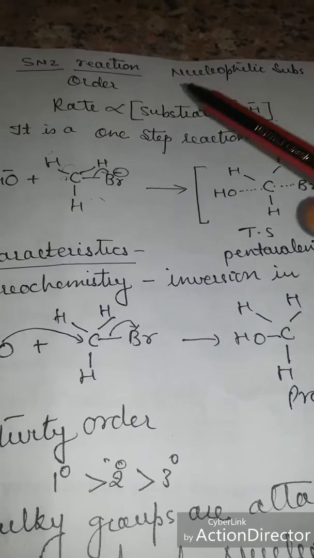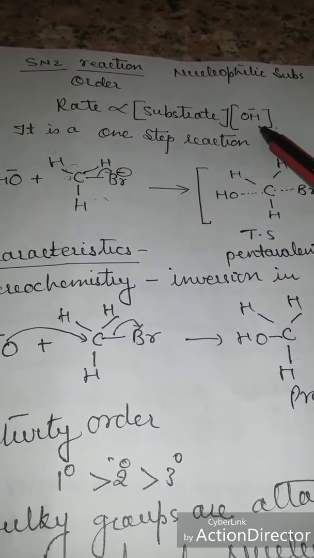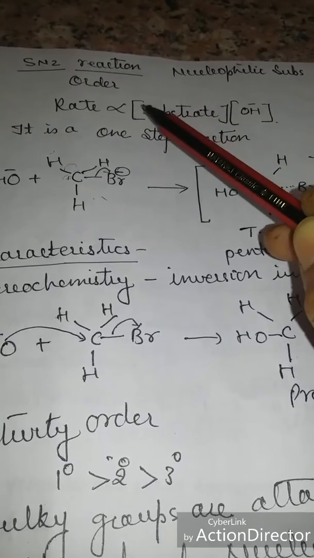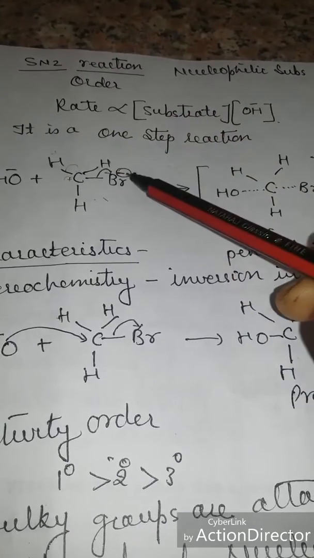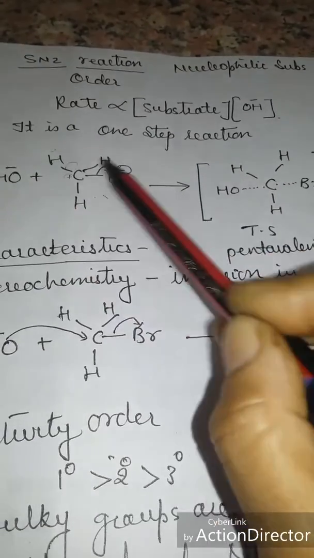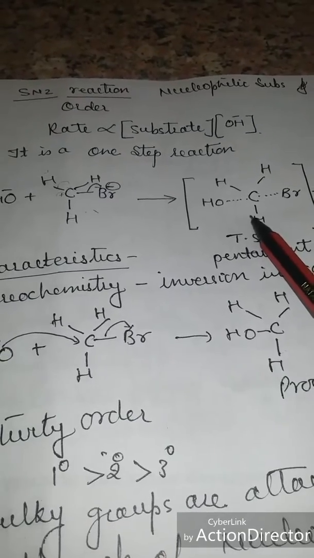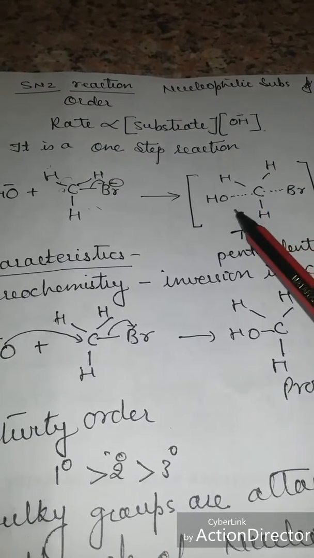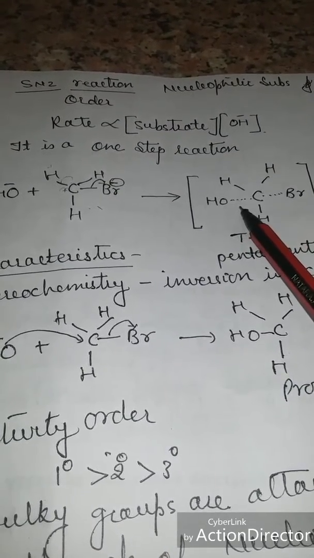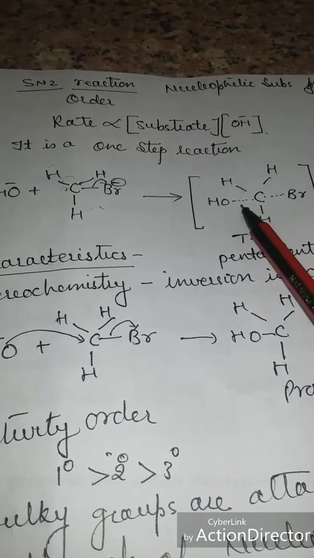This is a second order reaction, so rate of reaction will be depending on the concentration of the substrate as well as the nucleophile. It is one step reaction, that is the leaving group and the incoming group, they will be acting simultaneously. So that will result in the formation of pentavalent transition state, which is highly unstable. This dotted line shows that either the bonds are breaking or new bonds are forming. So this bond is breaking and this is forming.